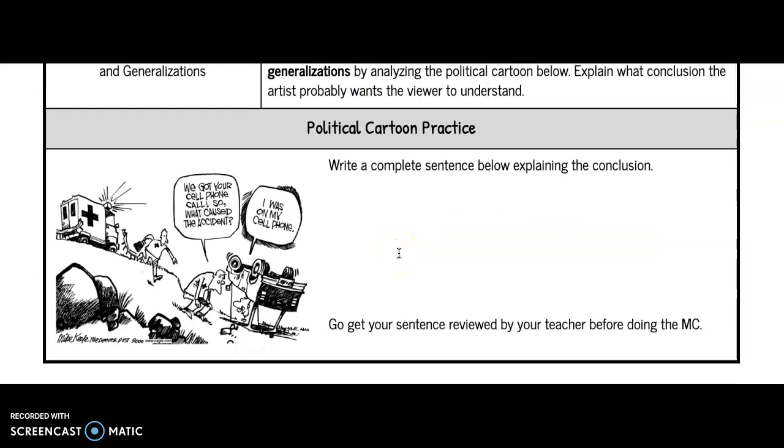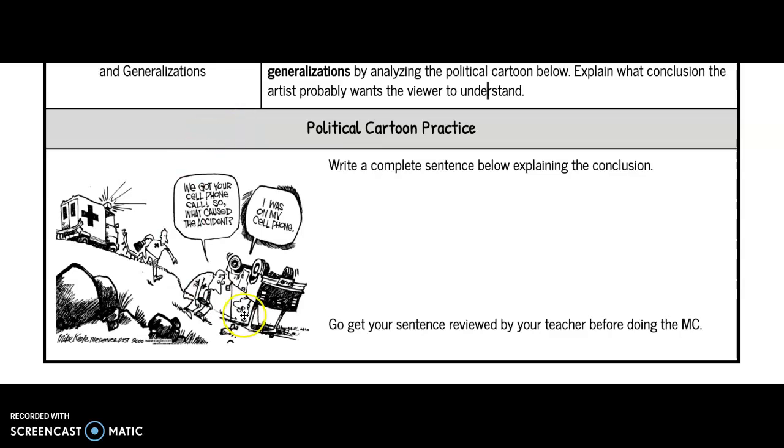So let's take a look at this first picture. You'll see the picture over here on the left. It's a picture of a car accident. There's an ambulance up on the hill, two medics kind of running down the hill, a person upside down in the car. The medic asks, "We got your cell phone call, so what caused the accident?" And the person in the car says, "I was on my cell phone."